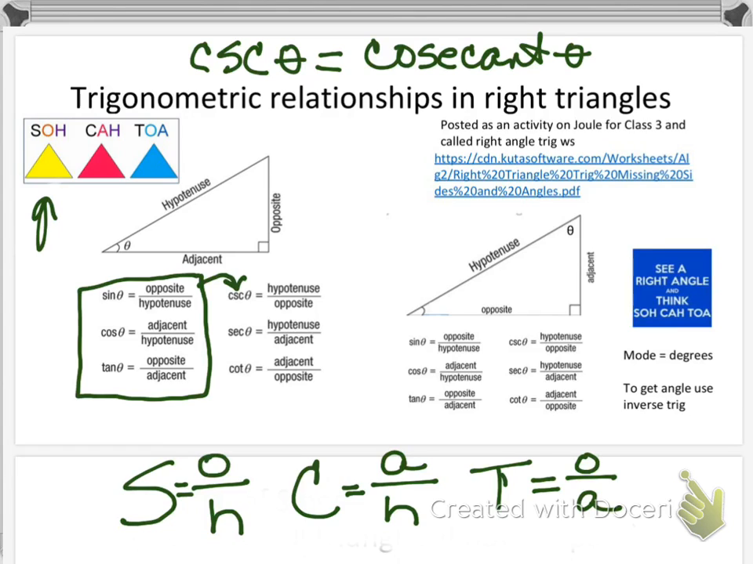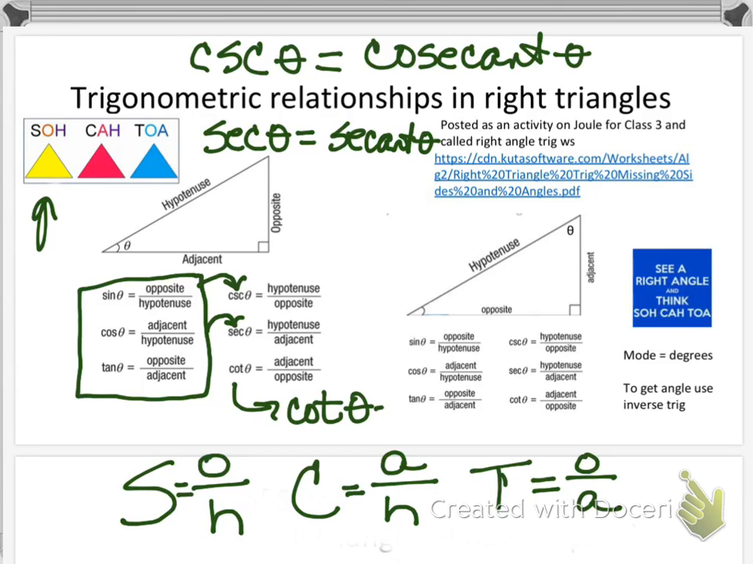Then you move on to cosine. The cosine of an angle equals adjacent over hypotenuse. Its reciprocal is SEC, so SEC of an angle is the secant of an angle. And it's the reciprocal because it equals hypotenuse over adjacent. It's the flip of what cosine is. And you can probably guess that cotan is abbreviated COT. So this is cotan of an angle equals cotangent of an angle, and it is the reciprocal of the tan.